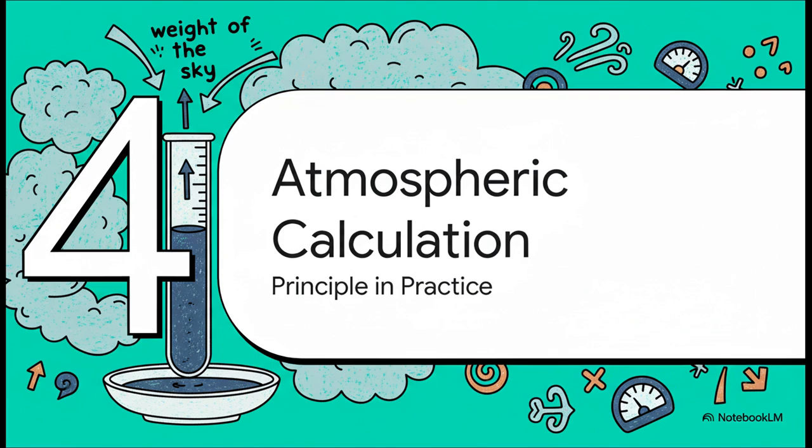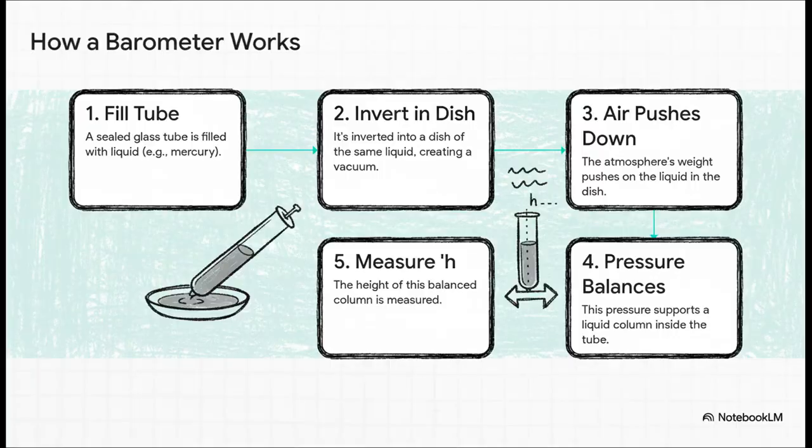Okay, so we've got the theory, we've got the history. Now let's put it all together. Let's see exactly how Torricelli's incredible invention lets us plug real numbers into that pressure equation. So how does this barometer thing actually work? It's amazingly simple. You take a glass tube, fill it with mercury, and then you flip it upside down into a dish that also has mercury in it.